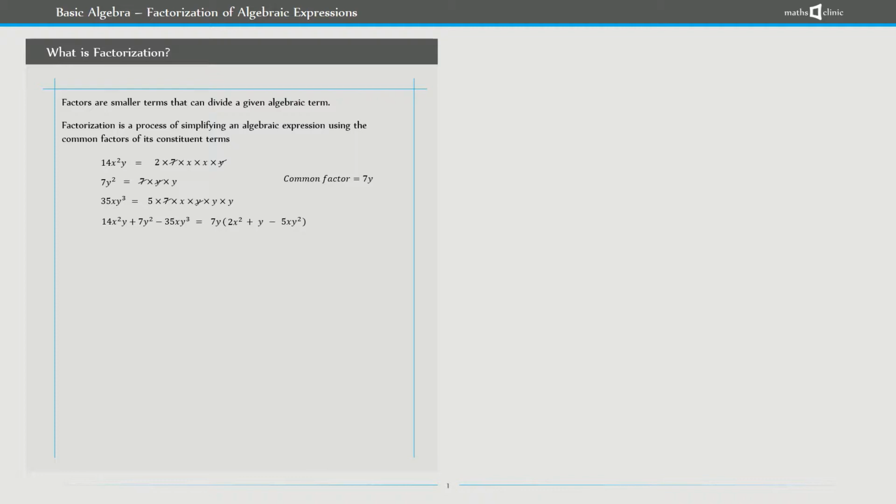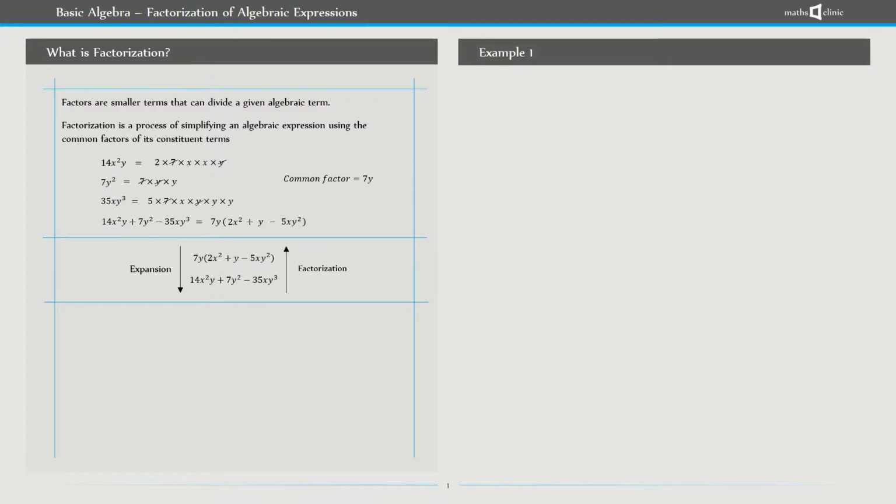That is pretty much factorization. It's basically the opposite of expansion. When we're expanding, we're multiplying out. Now when we're factorizing, we're dividing, so we're actually making the terms smaller. From the last lesson, if you had an expression like this, you could expand it to get this new expression, 14x squared y plus 7y squared minus 35xy cubed. This is expansion, and simply the reverse process is factorization. We're simply reversing expansion using the factors of the constituent terms, the common factors of the constituent terms of a given expression.